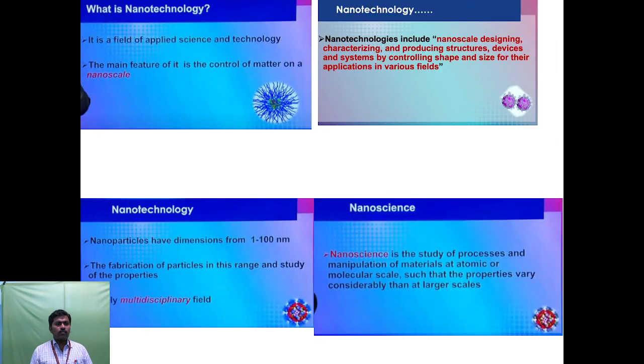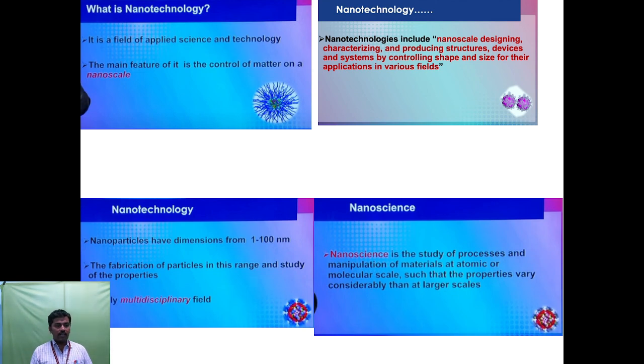Next, what is nanotechnology? It is a new emerging technology. It is a field of applied science and technology. It includes all the branches: physics, chemistry, biology, microbiology, and all the engineering fields. The main feature of it is to control matter on the nanoscale. So nanotechnology includes nanoscale designing, characterization and producing structures, devices and systems by controlling the shapes and size for their application in various fields.